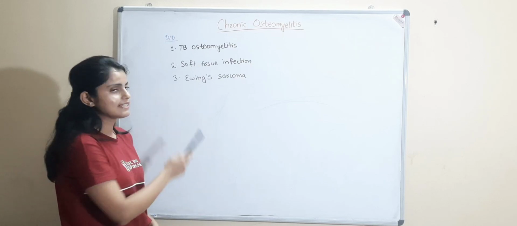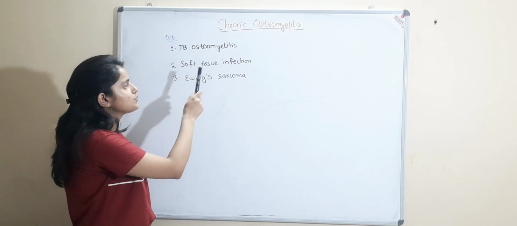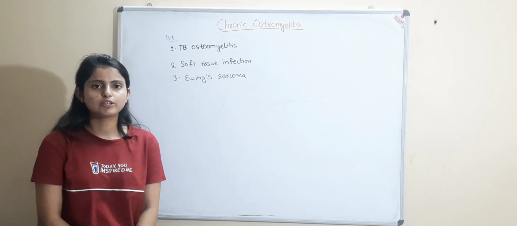And the differential diagnosis can be tubercular osteomyelitis, soft tissue infection, and Ewing sarcoma. This is all about chronic osteomyelitis.